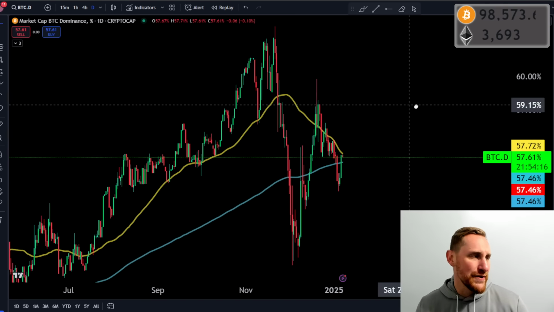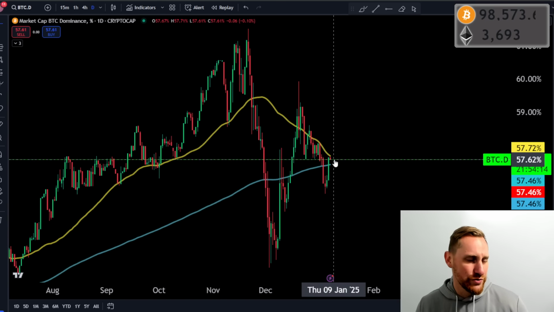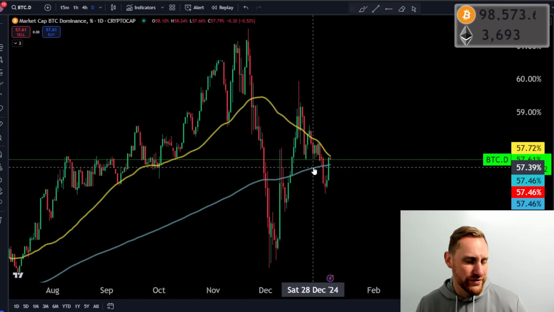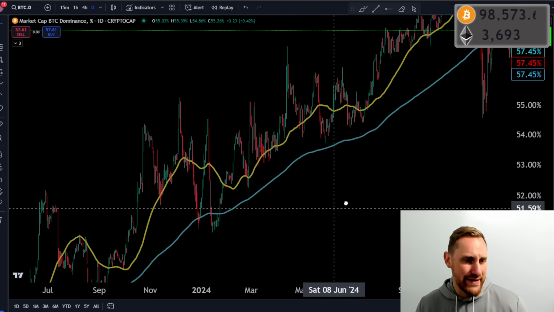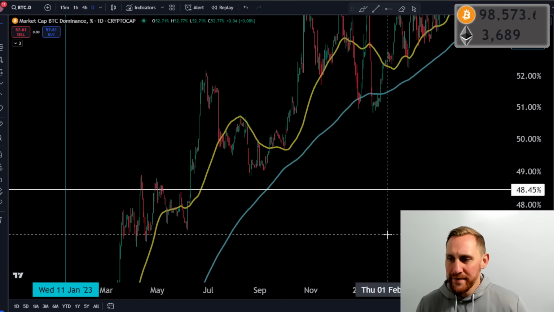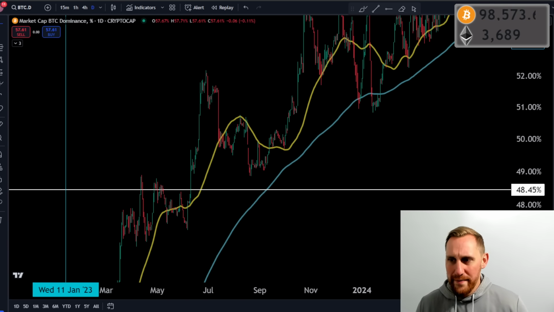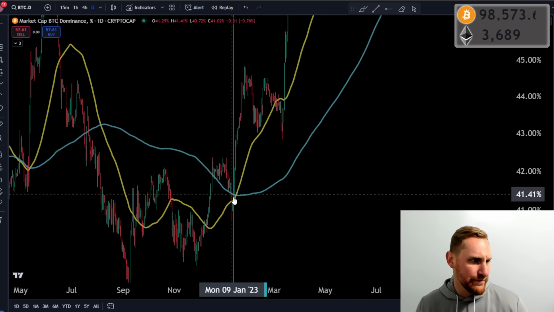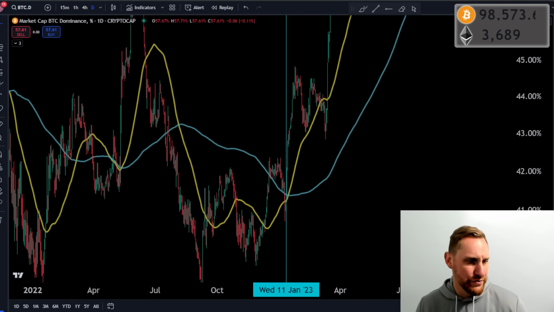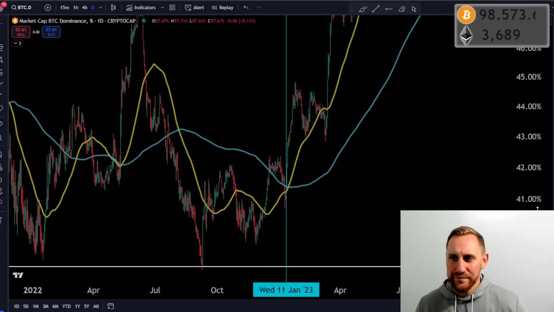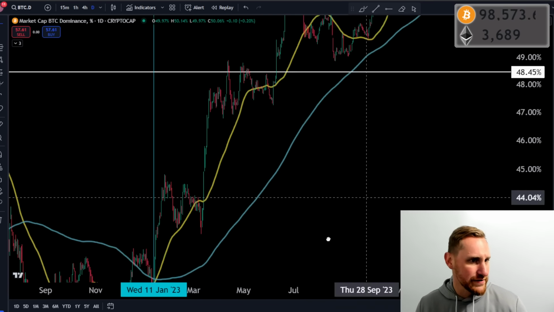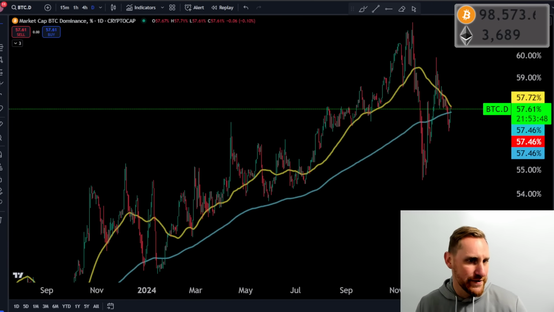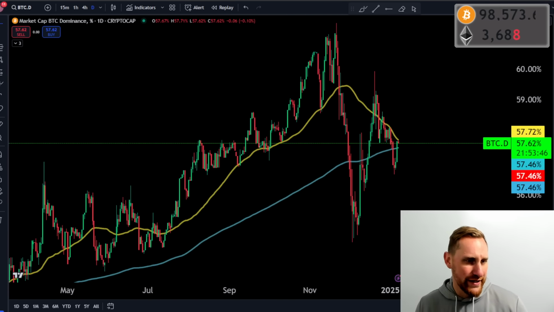So if we look at Bitcoin dominance, you can see that we're about to get the 50-day moving average cross below the 200-day moving average. Now, this is the first time we're going to see any type of cross from these. You have to go all the way back to January 2023, pretty much almost the cycle lows at that point, when we saw Bitcoin dominance have a golden cross.